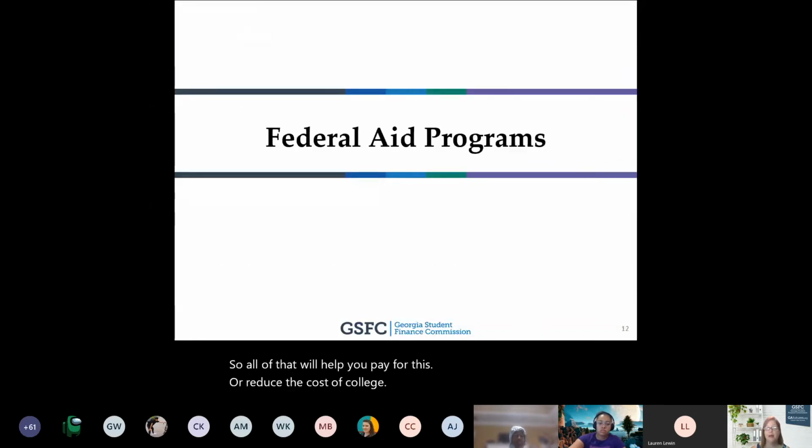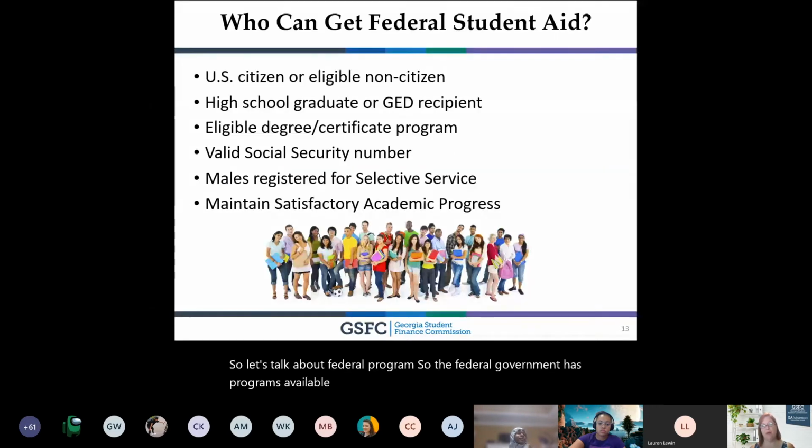So let's talk about federal programs. The federal government has programs available, and to be able to receive any federal aid, you have to be a U.S. citizen or an eligible non-citizen, a high school graduate or GED recipient in a valid degree or certificate program, with a valid Social Security number. Males, you have to be registered for selective service, and you have to be maintaining satisfactory academic progress.